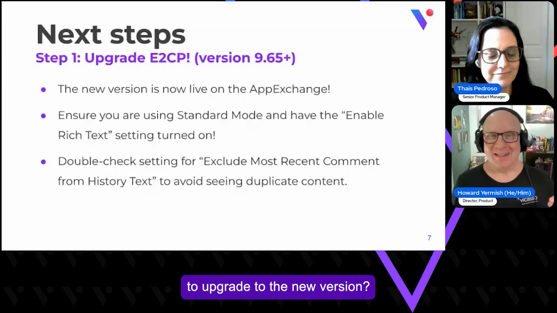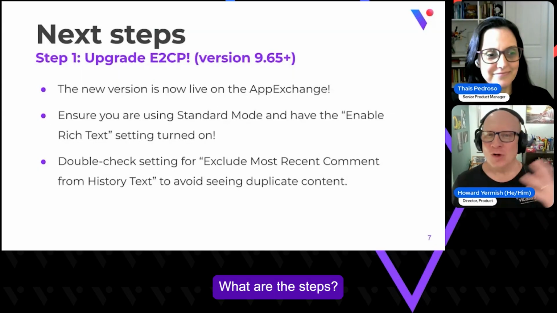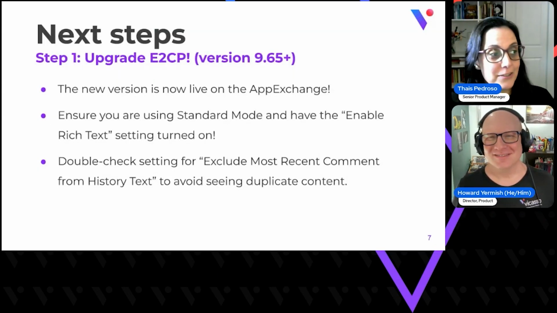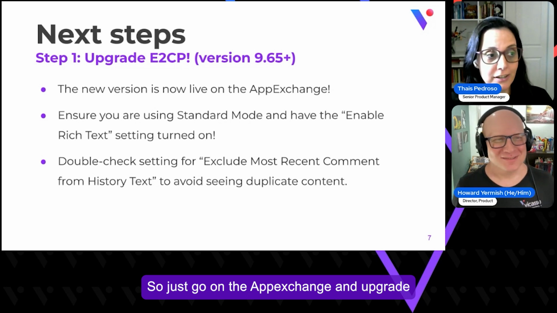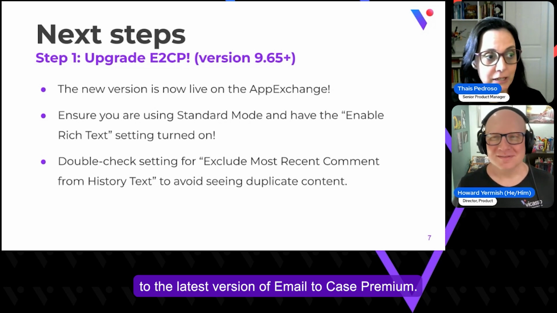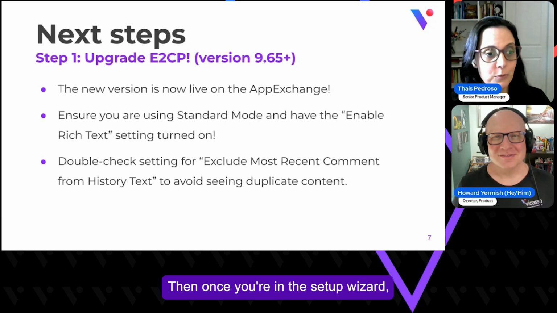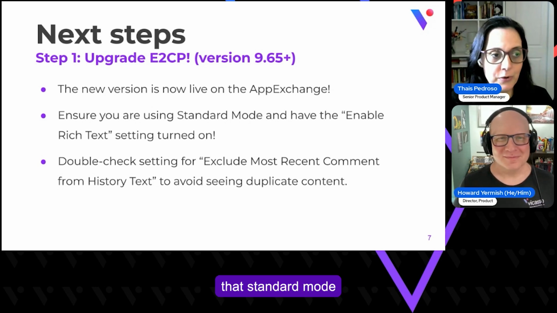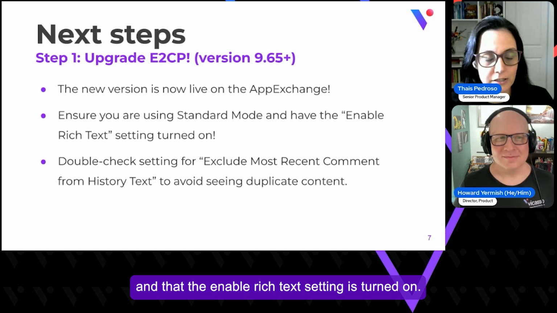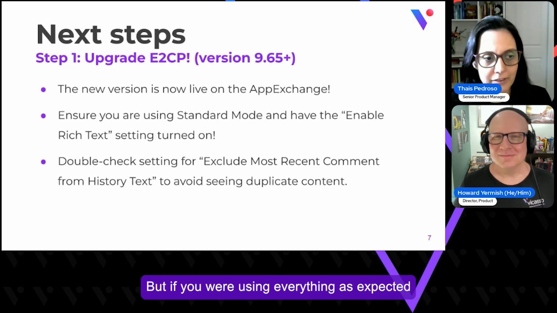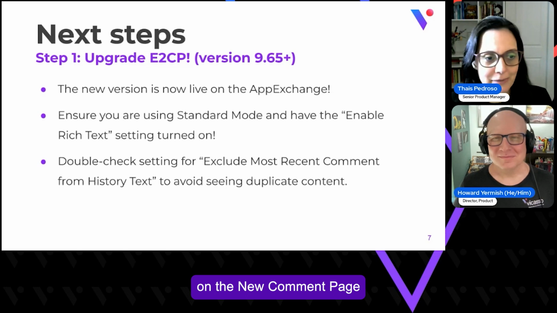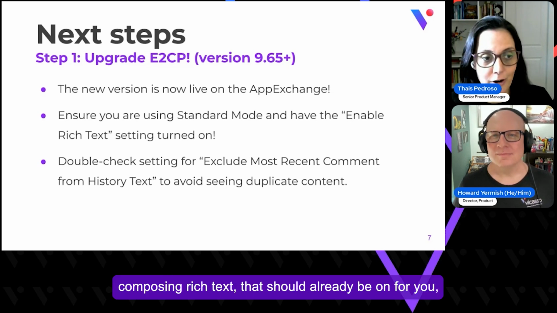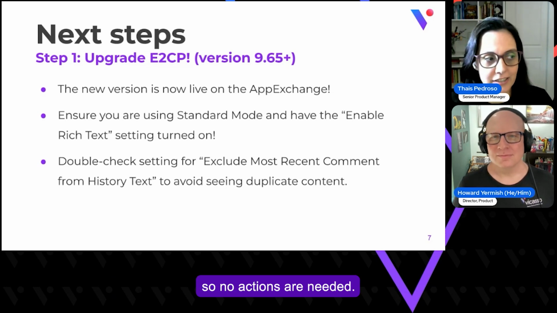So what are the steps that we need to take in order to upgrade to the new version? Just go on the AppExchange and upgrade to the latest version of Email to Case Premium. Then once you're in the setup wizard, you just need to make sure that you're using that standard mode and that the enable rich text setting is turned on. But if you were using everything as expected on the new comment page, composing rich text, that should already be on for you. So no actions are needed.